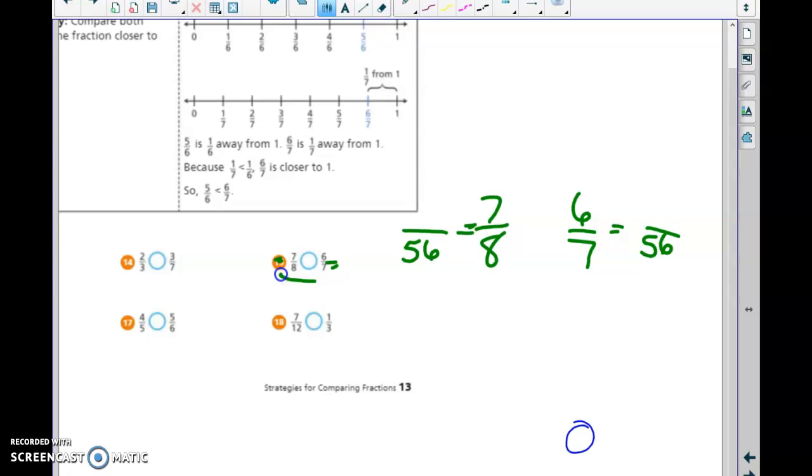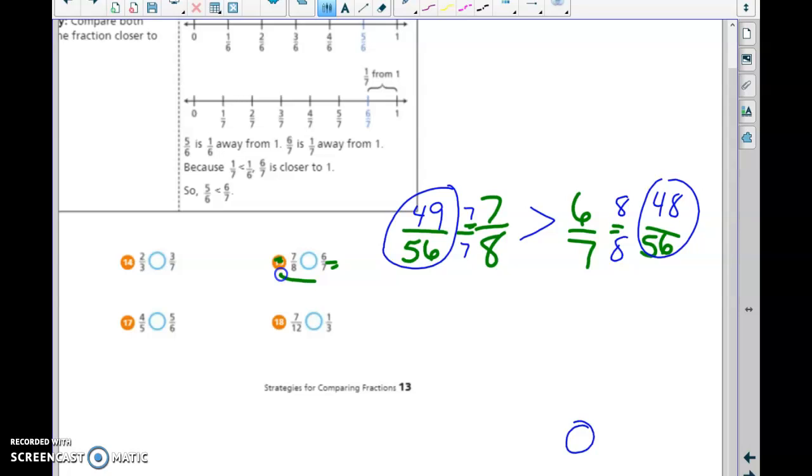8 times 7 is 56. 7 times 7 is 49. 7 times 8 is 56. 6 times 8 is 48. Wow, look at how close that is. Imagine you have a bag of Jolly Ranchers, and they each have 56. You can have 49 out of the 56 or 48 out of the 56. This one is 1/56 bigger, so it's greater than.